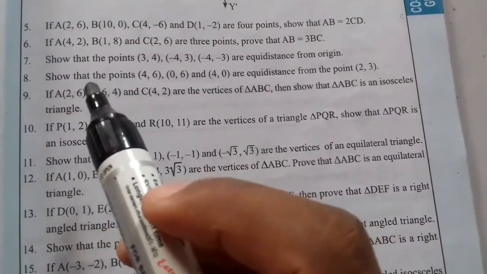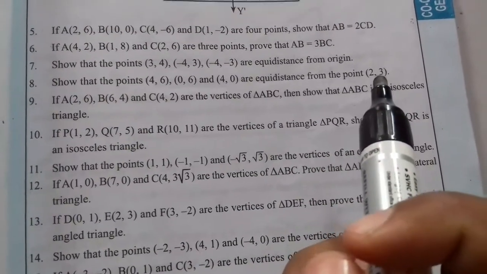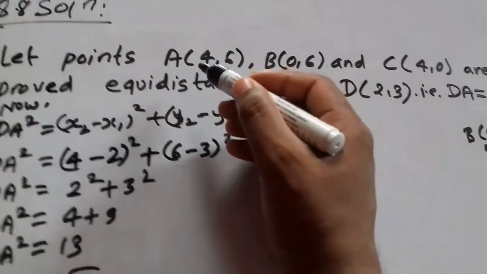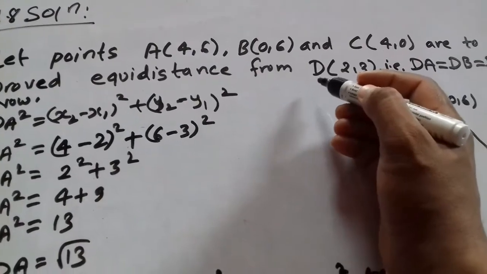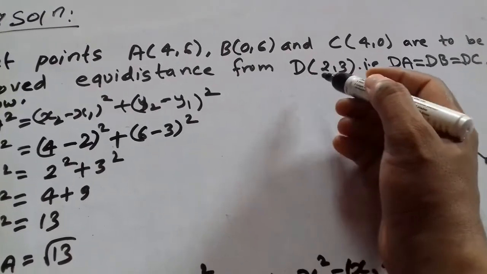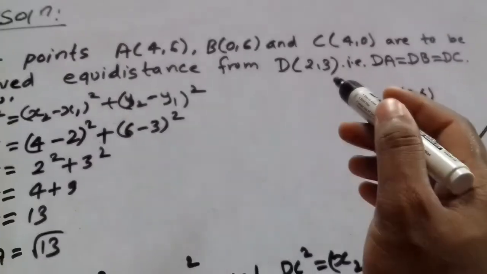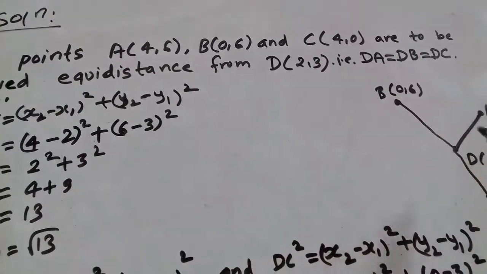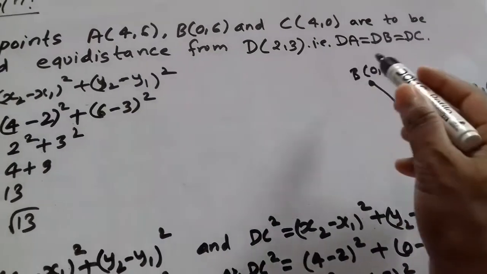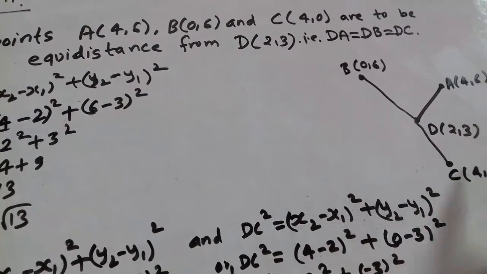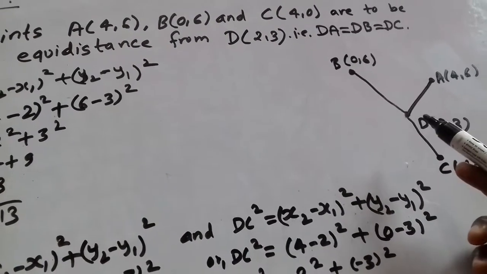Question number 8 is, show that these three points are equidistant from the point 2, 3. We have supposed these 3 points A, B and C, and the point from which we have to prove equidistance we have supposed D. These points are to be proved equidistant from this point, that is, we have to prove DA, DB and DC are equal. This figure is not necessary, but it is better to draw.